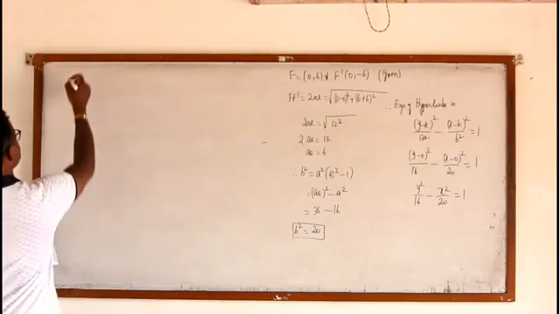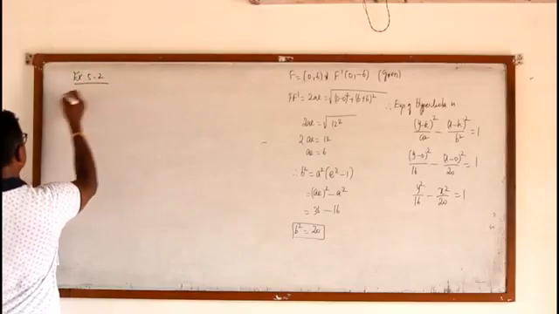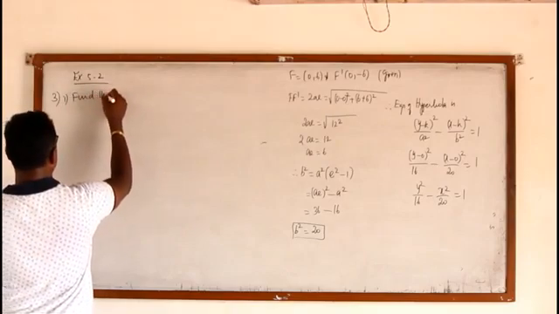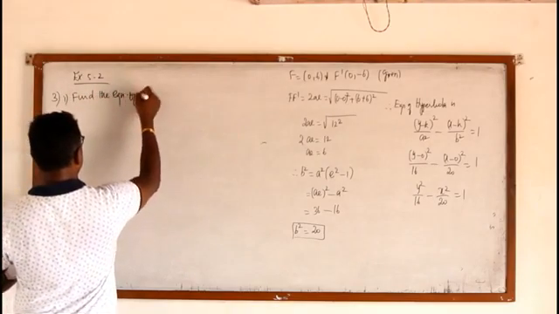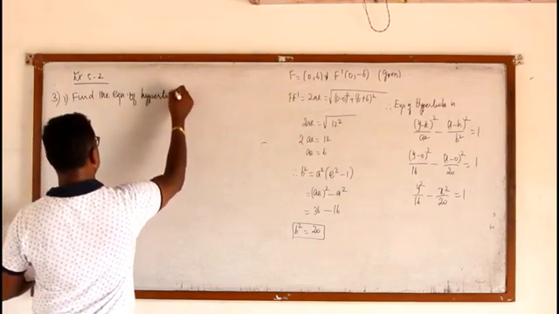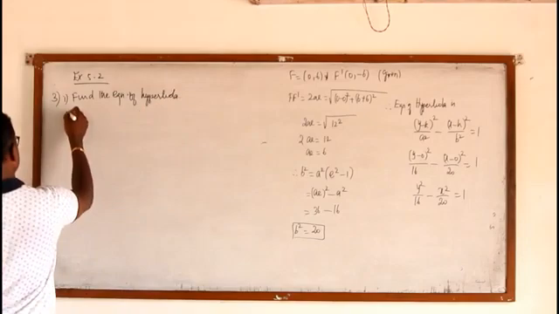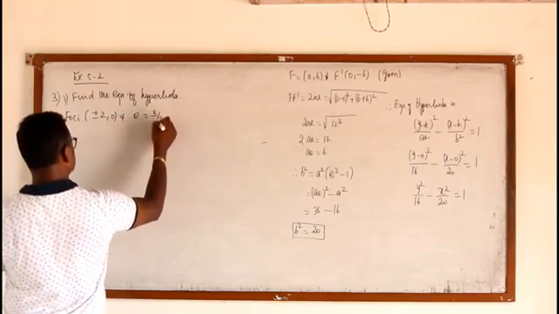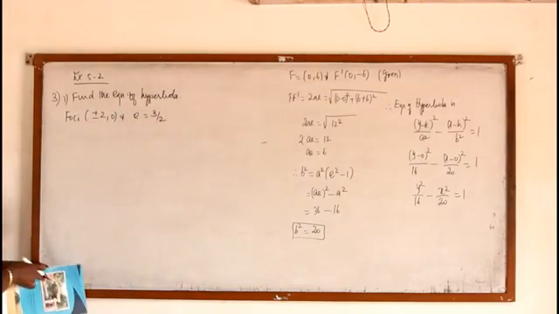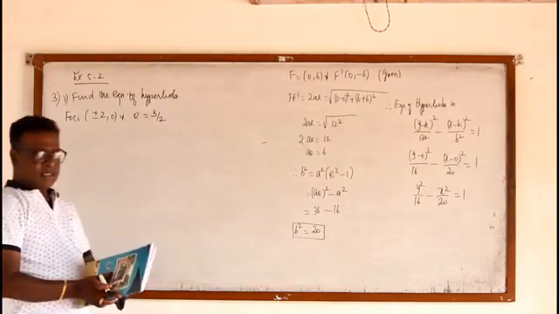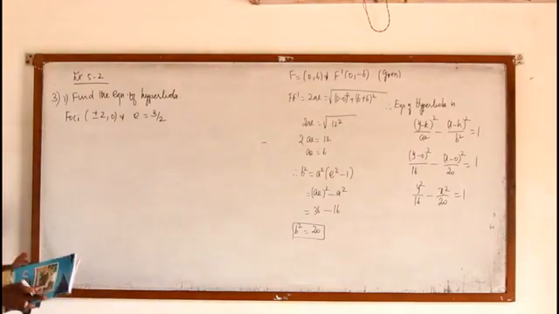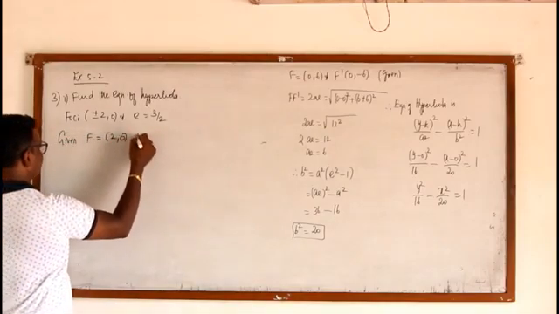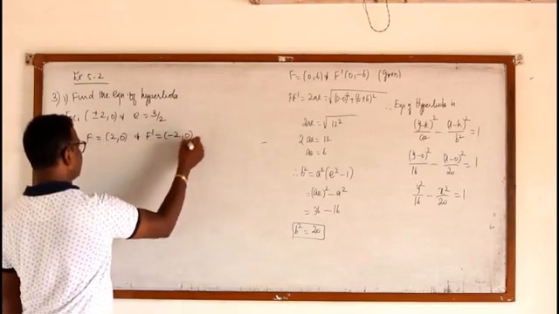So again, exercise 5.2, problem number 3. Under 3, first problem. Find the equation of the hyperbola. First one, foci are plus or minus 2 comma 0 and e equals 3 by 2. So whatever things they give, we have to find the center, transverse axis, a square and b square. So given F equals 2 comma 0 and F dash is minus 2 comma 0.